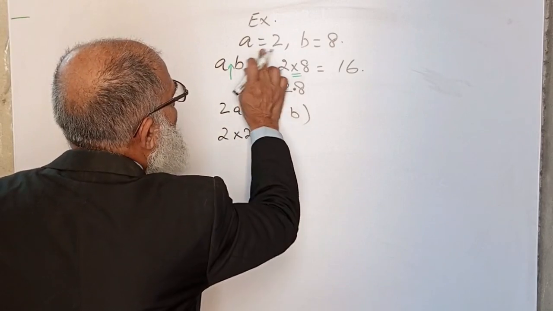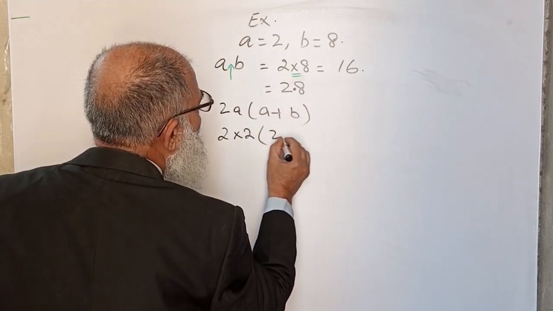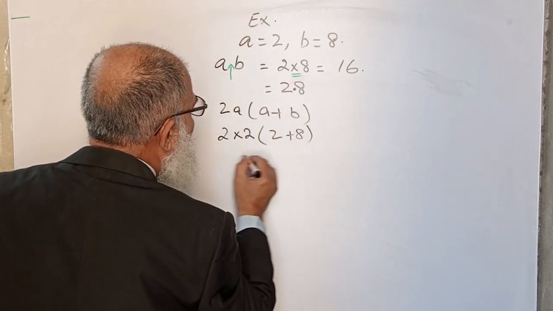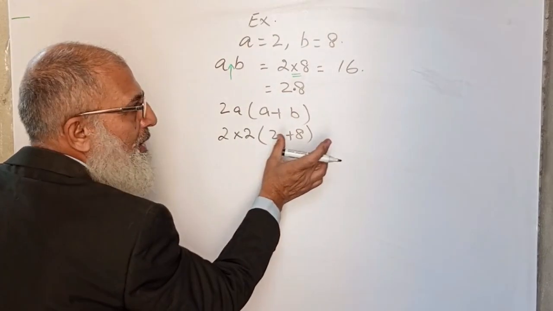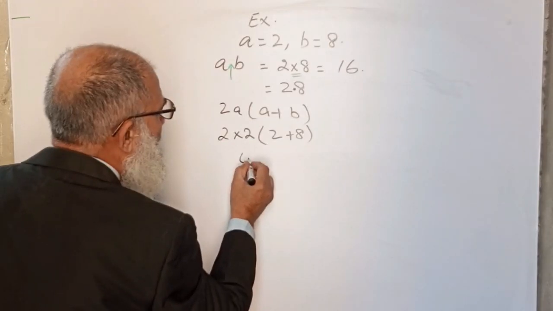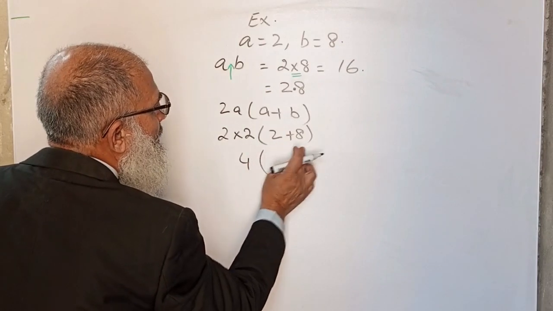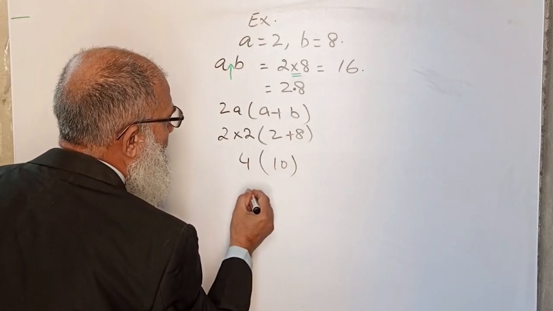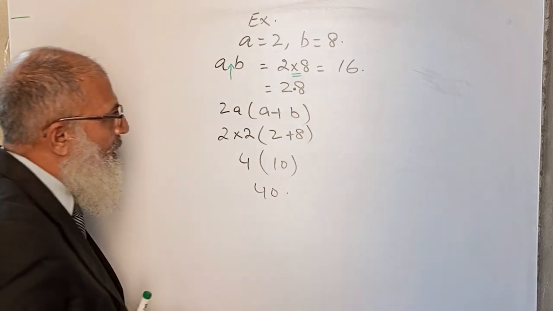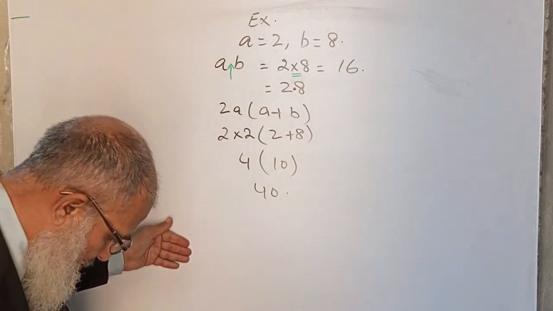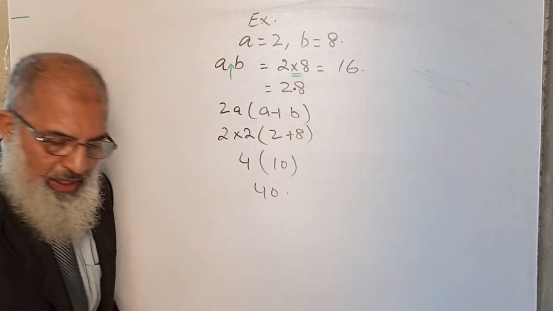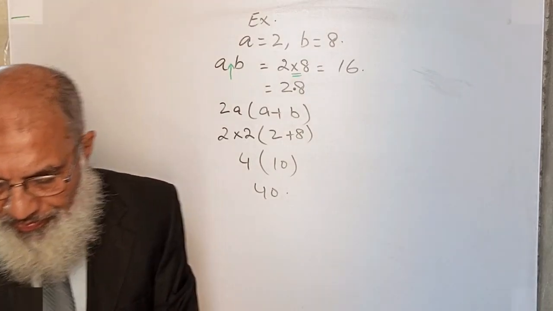Now a plus b, 2 plus 8. According to my rule, you have to solve the bracket first. So it is 10, and it will become 40. So here you see how we substituted the values for a and b.